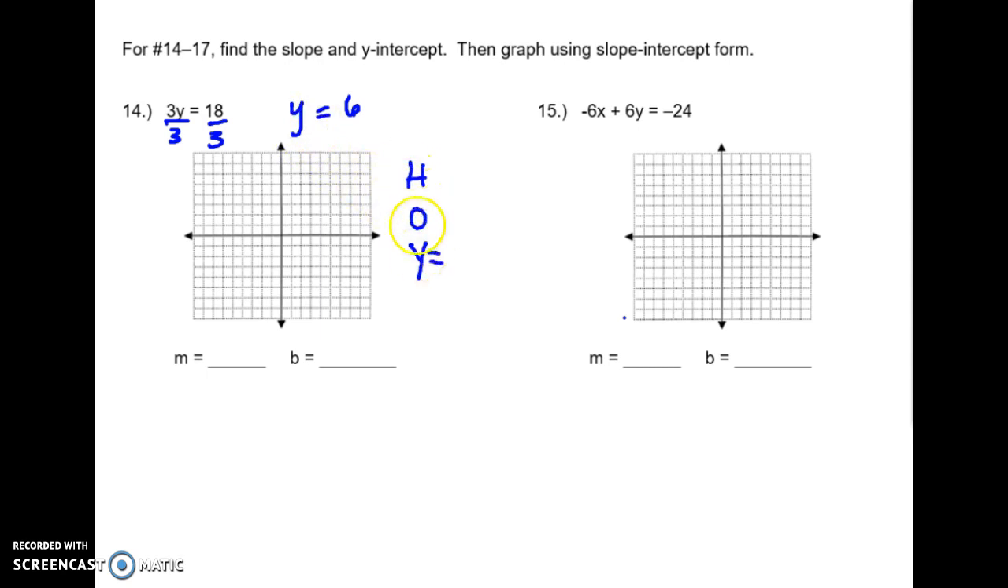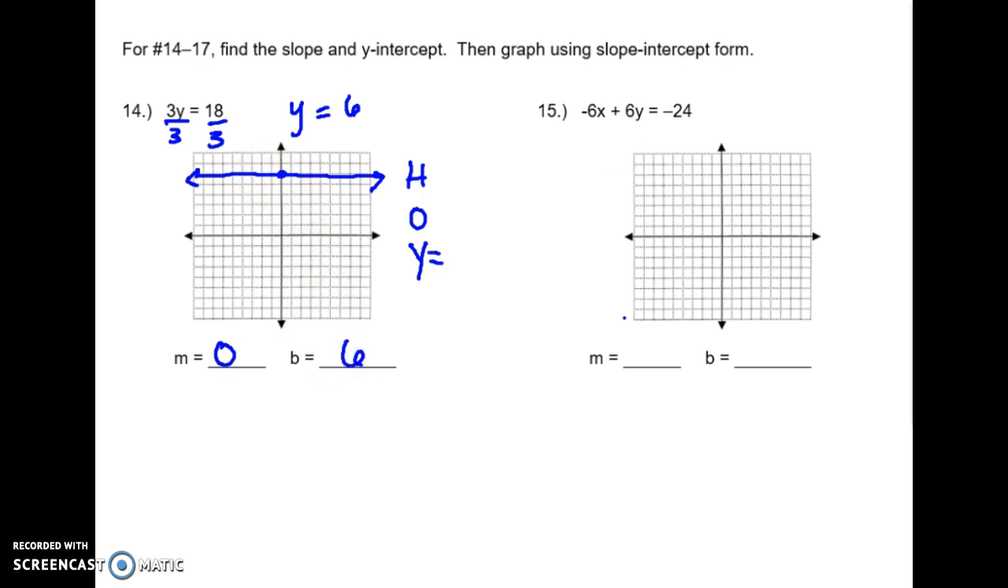And a horizontal line means it has a 0 slope, so we can fill that in. And our y-intercept is actually going to be at 6. So 1, 2, 3, 4, 5, 6. And then we just make our horizontal line, just like that. Okay, so moving on. Oh, I forgot the y-intercept here. We actually crossed right at 6. So we got (0, 6).